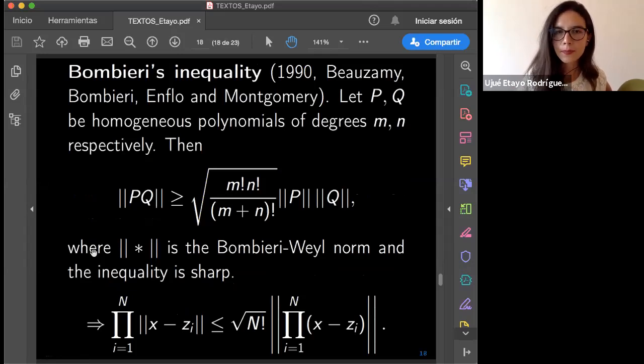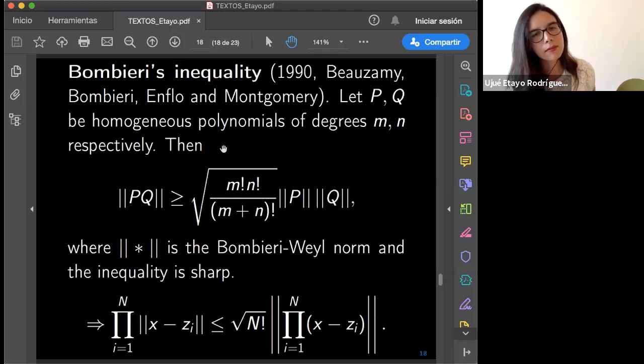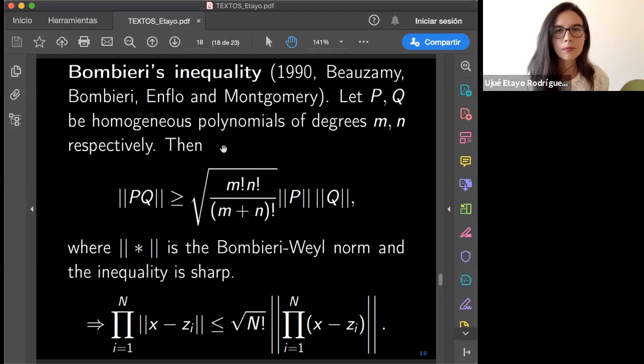Bombieri's inequality gives a bound for the comparison between the product of the norms of polynomials and the norm of the product of polynomials. This is a classical inequality stated in 1990 by Beauzamy, Bombieri, Enflo, and Montgomery. And we know that for two polynomials, this result is sharp. So this is the best constant that we can have here. But for more than two polynomials, this result is no longer sharp.